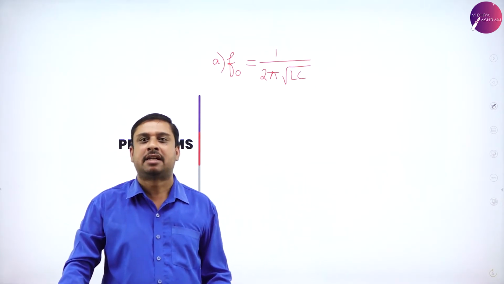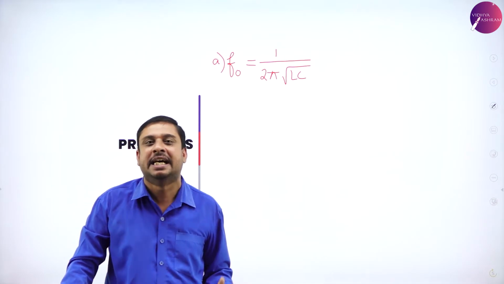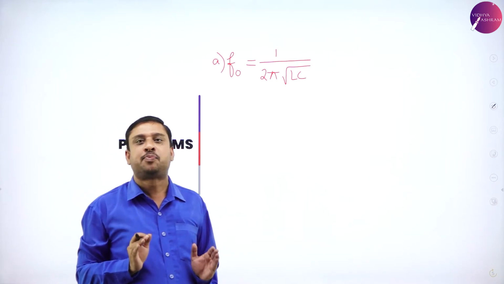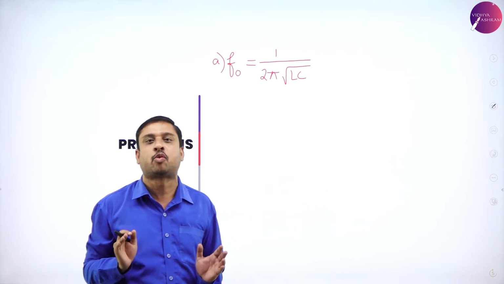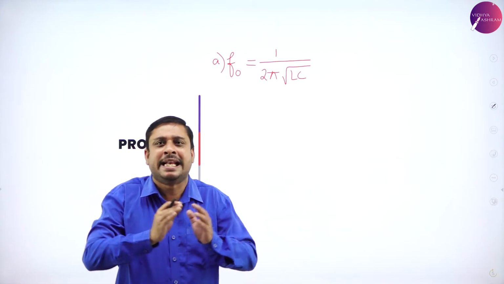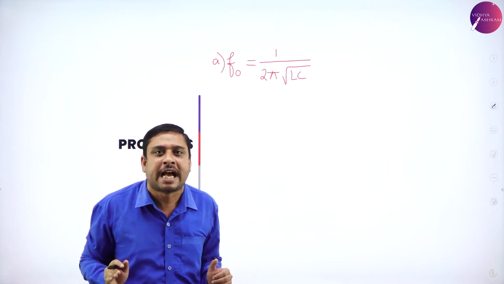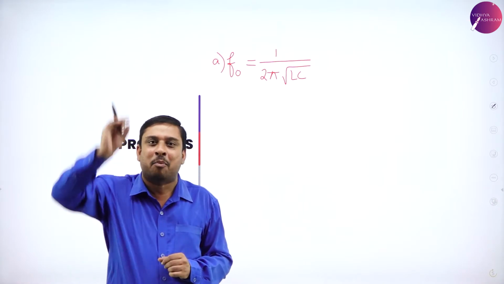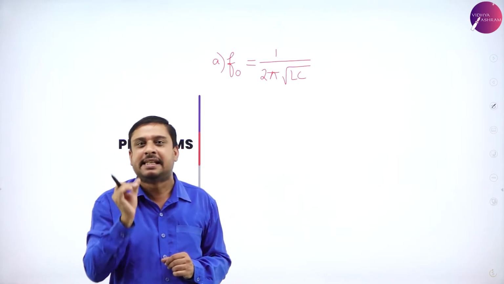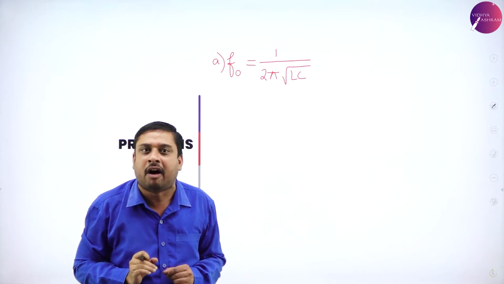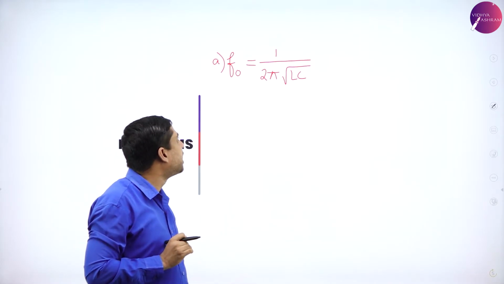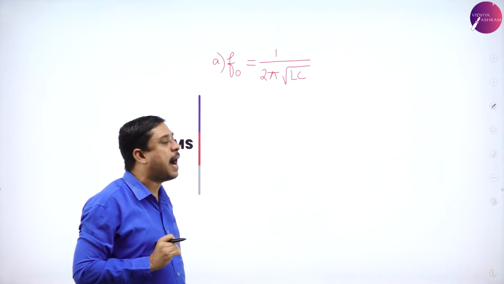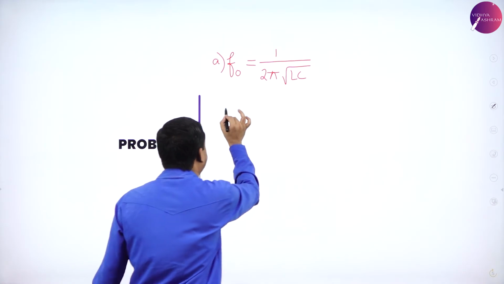Please do see that you are familiar with the expressions. The expression for resonant frequency, probably I have used any multiple number of times. The moment you see L, the moment you see capacitance in the data, resonant frequency equals 1 by 2 pi root LC.